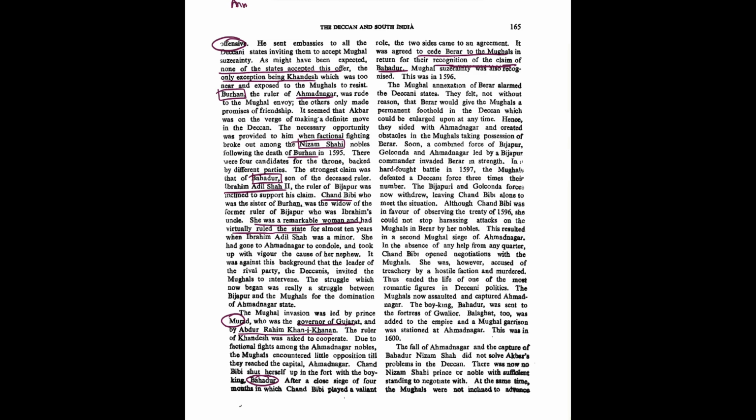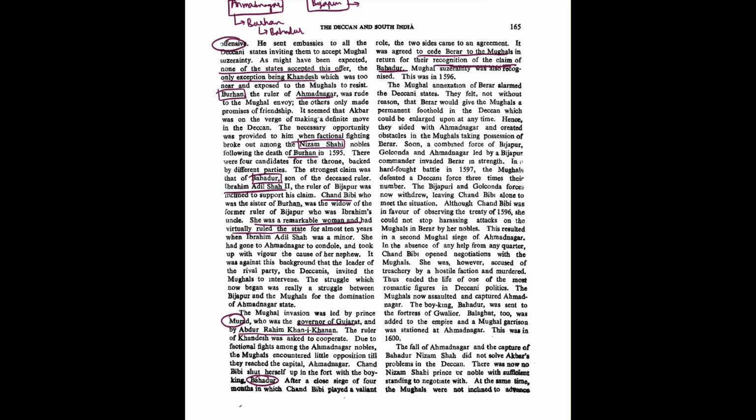So basically, Ahmednagar and Bijapur, these are the two kingdoms. Ahmednagar was Burhan's. Burhan died, so the first claim, or the most supported claim, was for Bahadur, right? So here we've read that Chand Bibi was a sister of Burhan. So Burhan had a sister called Chand Bibi, who was the widow of the former ruler of Bijapur.